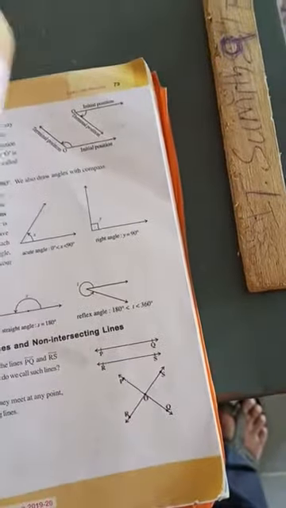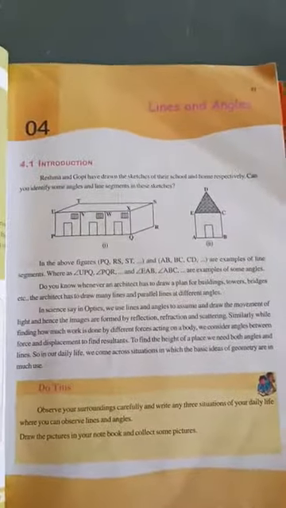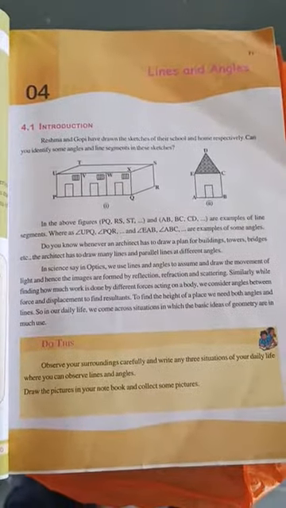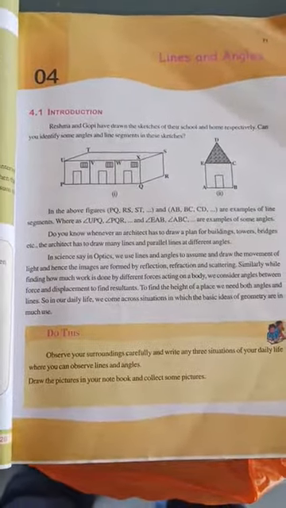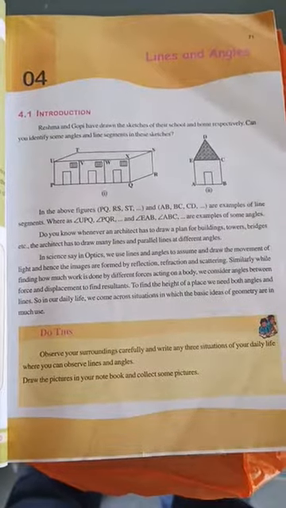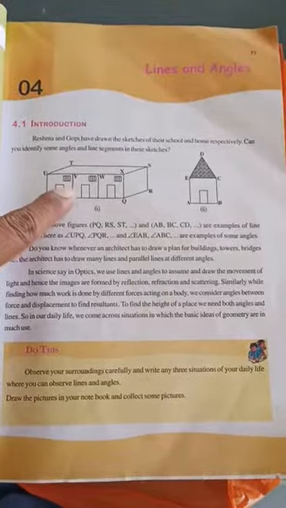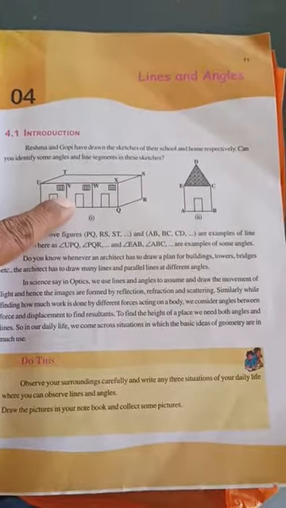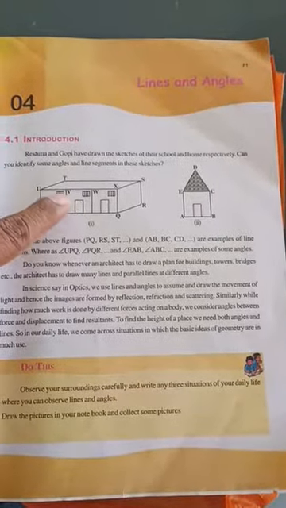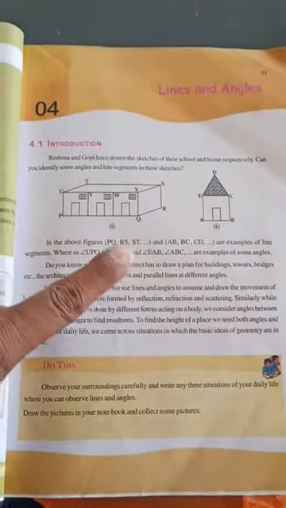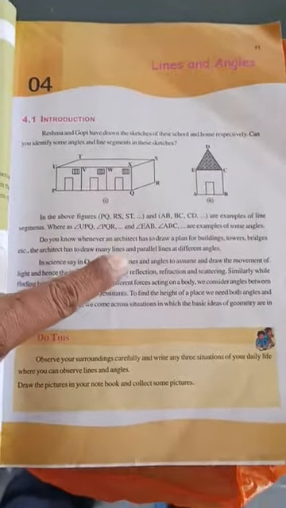Okay, so now let us go for the fourth chapter, that is lines and angles. We already learned lines and angles basics in the seventh and eighth class. Let us recall. See this introduction. By observing this picture, do you observe lines, geometrical shapes and angles?